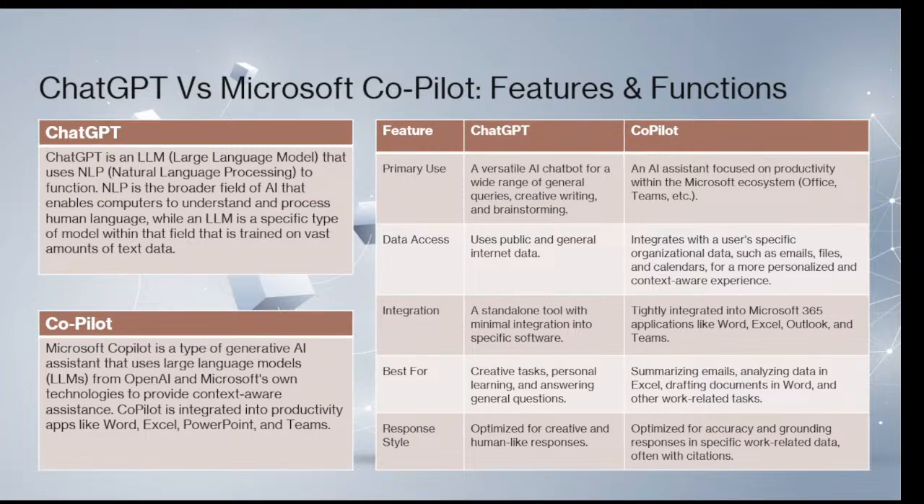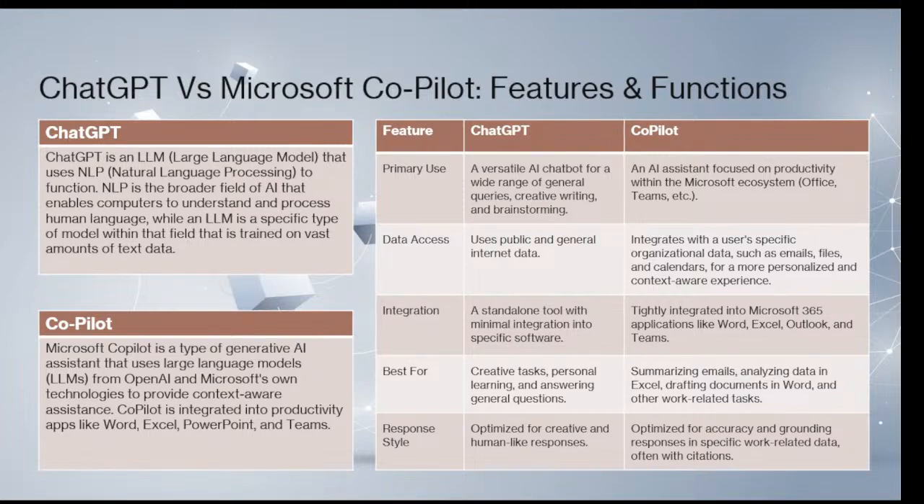to build databases of its own. So on that side, ChatGPT is a chatbot, just like everything else, for a wide range of general queries, creative writing, and brainstorming. It does use public data and general internet data. Its integration is a standalone tool with minimal integration to specific software. So it doesn't have a tie into Word, Excel, PowerPoint, those kinds of things like Copilot would. And it's best for creating tasks, for personal learning, and answering general questions. And its response style is optimized for creative and human-like responses.